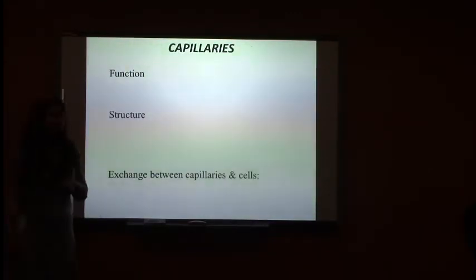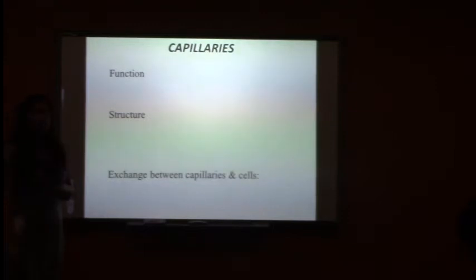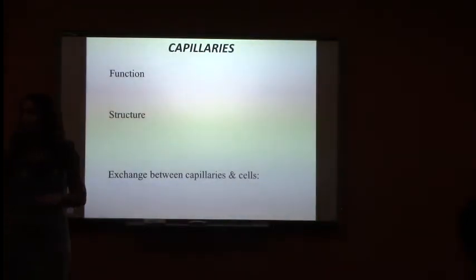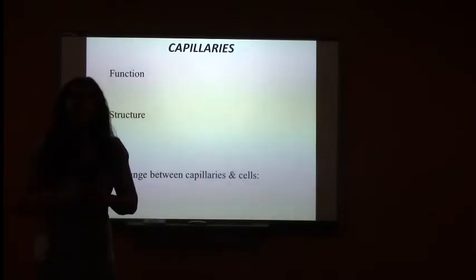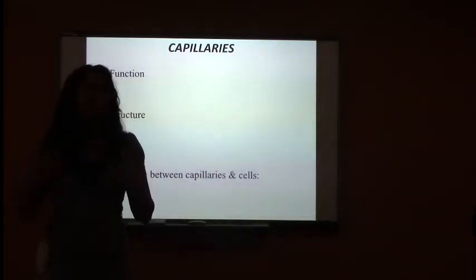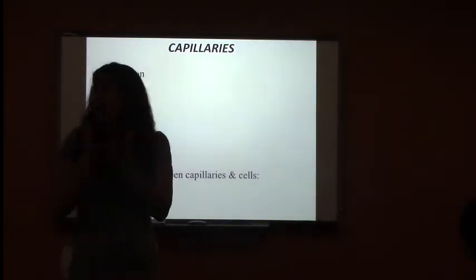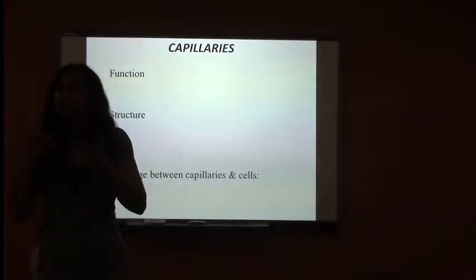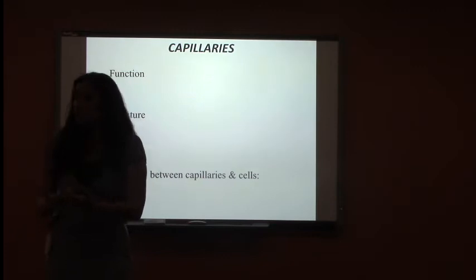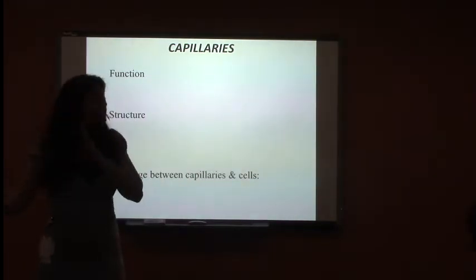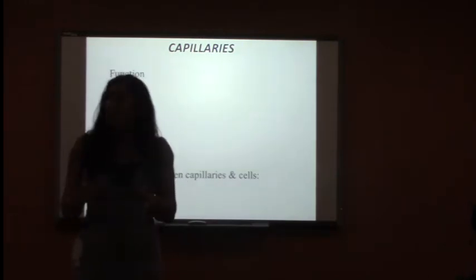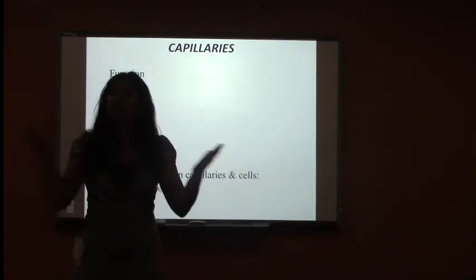Okay, now capillaries. Function of capillaries. This is a site where exchange occurs between tissue and capillaries, okay? So this is a site. From an artery, from an arteriole or venule, nothing is being exchanged between the vessel and the tissue. Does that make sense? Capillary is the site that allows exchange to occur.